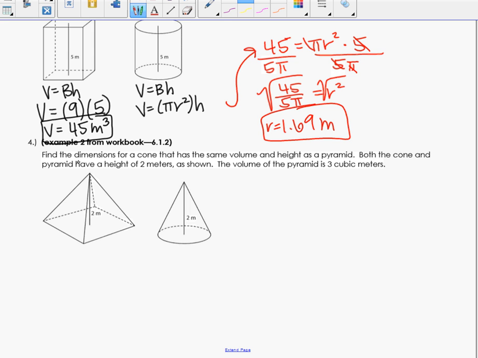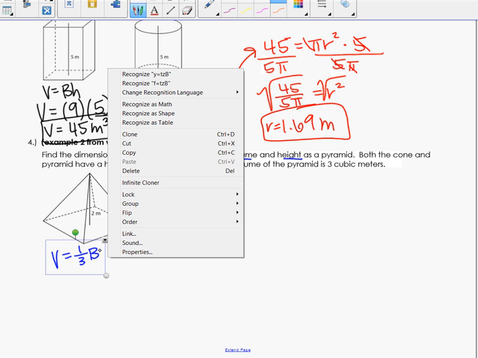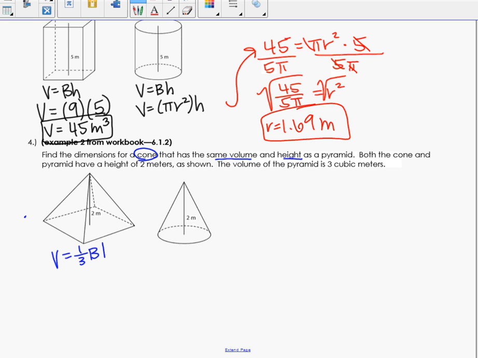So now we're going to do the same thing down here for example number 4. Example number 4 says, find the dimensions for a cone that has the same volume and the same height as the pyramid. Both the cone and pyramid have a height of 2 meters as shown, and the volume of the pyramid is 3 cubic meters. So here you have 1/3 area of the base times the height. Same thing here. And you can say, okay, well, area of the base, this is going to end up being pi r squared because it's a circle.